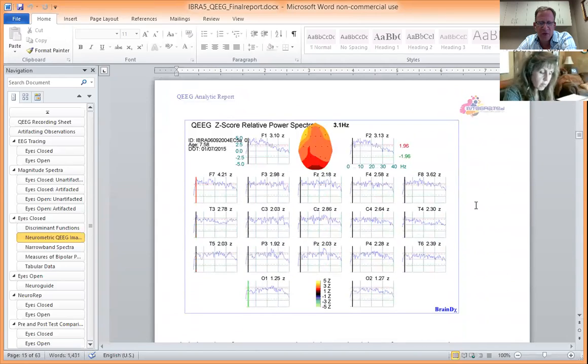Relative power starts with some excesses in the lower frequencies at 3 hertz, with the biggest peak of these over the left temporal and frontal area. So F7, FP1, F3, T3, T5, C3 are all elevated.